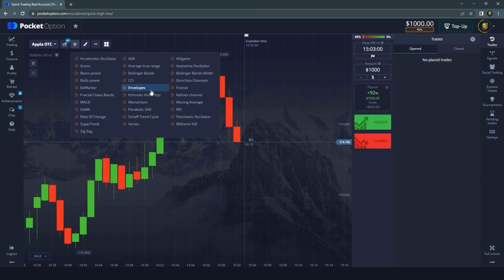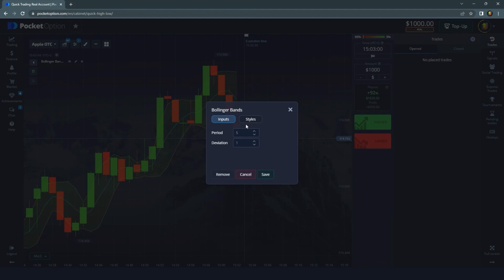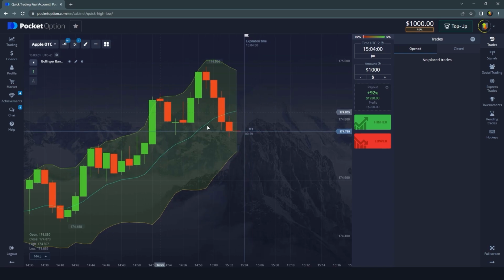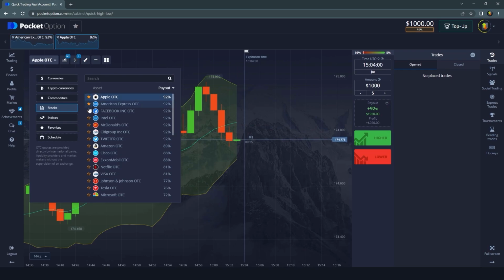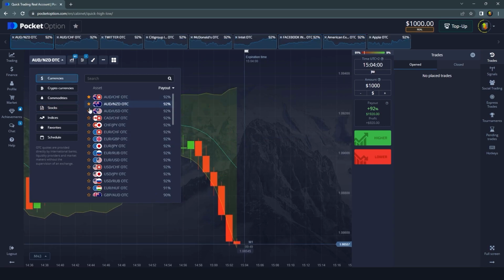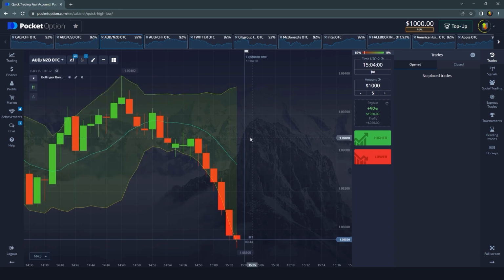Among the indicators, I select Bollinger Bands. Set the period to 13. Set the deviation to 2. As you have noticed, the green cloud became bigger by this. Choose some pairs with decent payouts. And let's look for a setup.